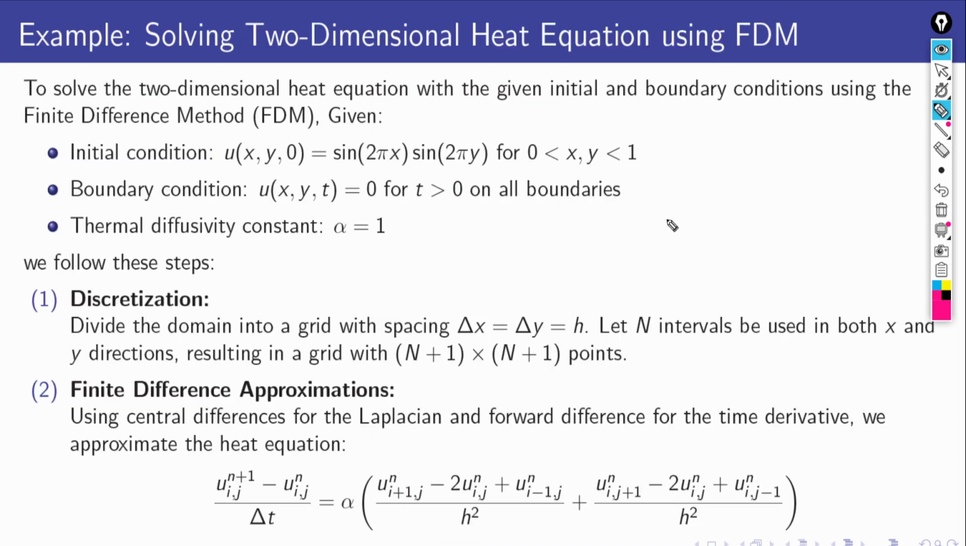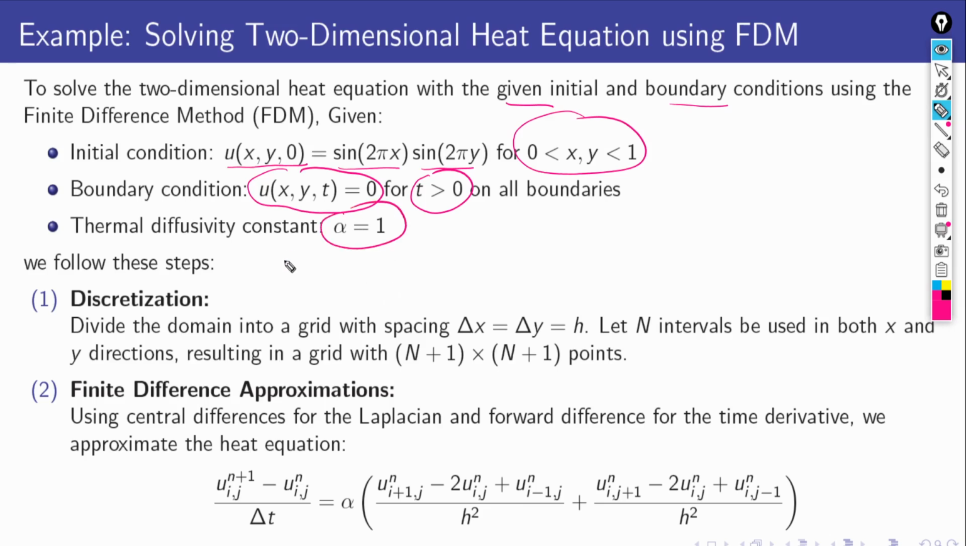Here we have chosen one example to solve the two-dimensional heat equation with the given initial condition and the boundary conditions using the finite difference method. So here are the initial conditions. When t is 0, u(x, y, 0) is equal to sin(2πx) sin(2πy) for the domain 0 less than x, y less than 1, and the boundary conditions when t is greater than 0 for all the boundaries: u(x, y, t) is equal to 0. We are considering here the thermal diffusivity constant alpha equal to 1.